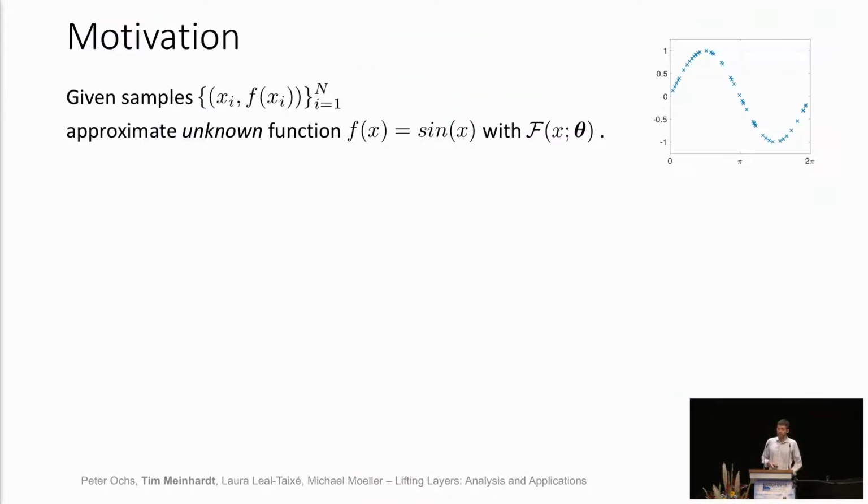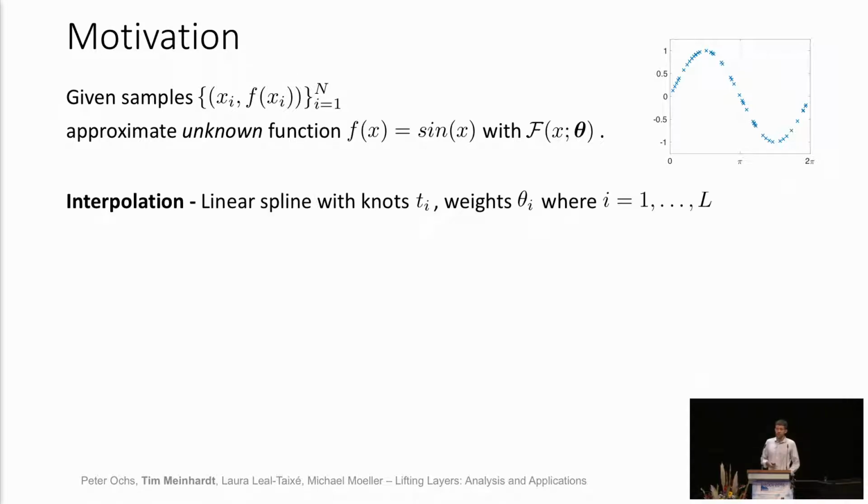So first I want to start with a small motivation and why we need lifting layers as a new deep learning building block. Given some examples of an unknown function, in this case a sine, where we have x as a data point and f of x as a label, we want to somehow interpolate this function.